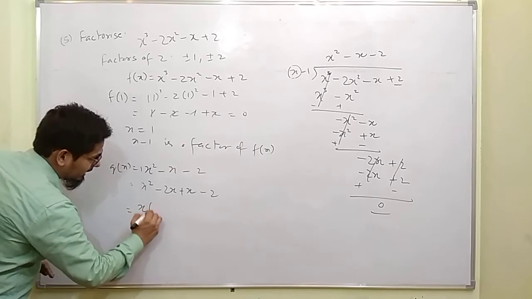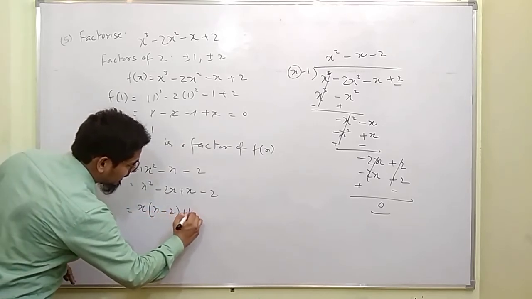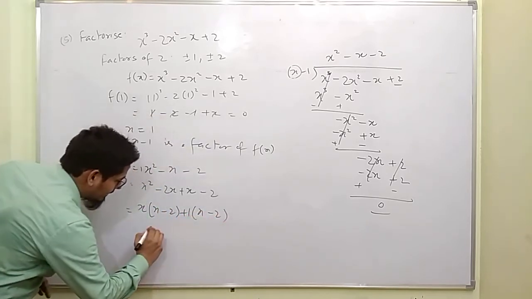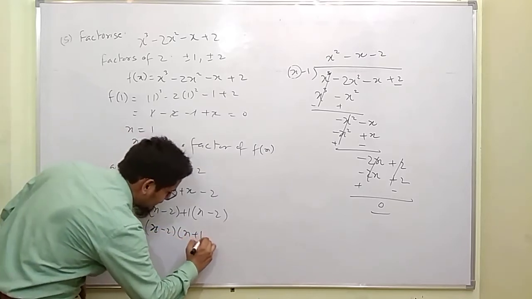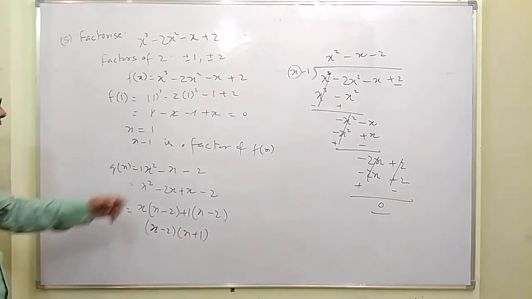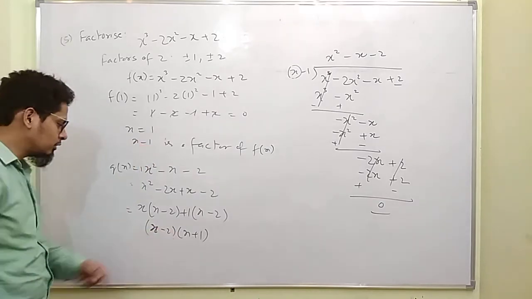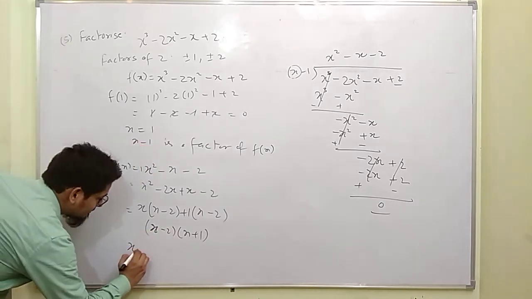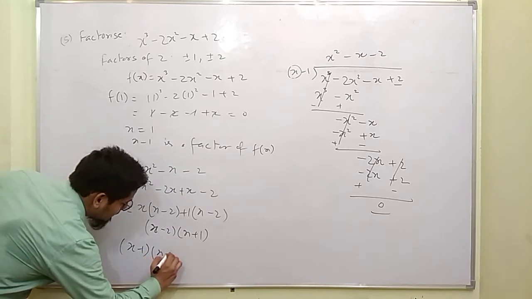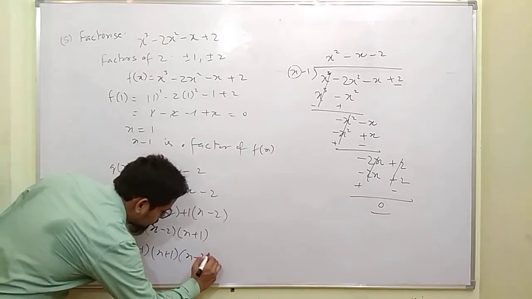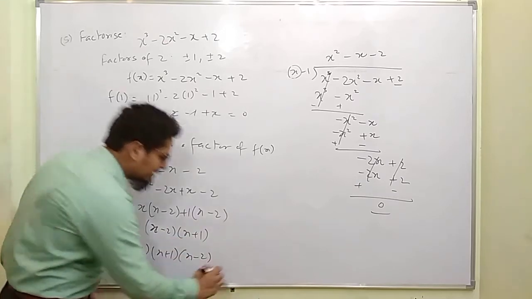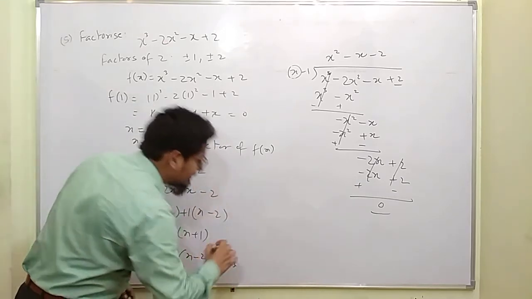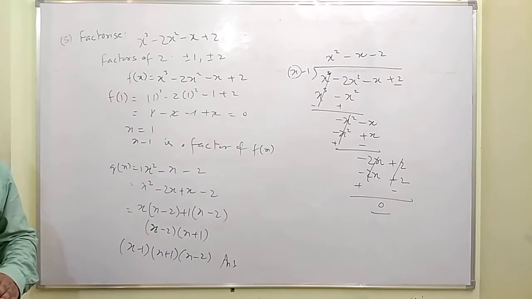So class, take out x common, x minus 2 plus 1 taking common, x minus 2. Now we have x minus 2 and x plus 1. Okay, class, 1 factor is there, 2 factor is there. So the required factors are x minus 1, x plus 1 and x minus 2, right? X minus 1, x minus 2 and x plus 1, right? Class, this is the final answer and it is the way of factorization. Okay, class?